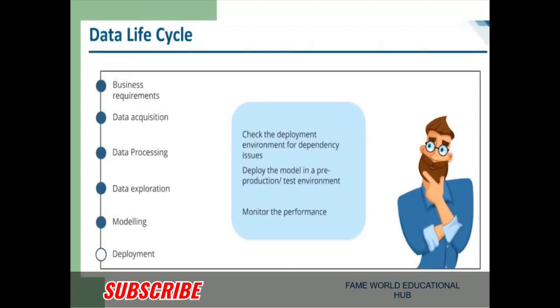Next we have deployment, and here our goal is to deploy our model into a production or maybe a production-like environment. So this is basically done for final user acceptance. The user has to validate the performance of the model, and if there are any issues with the model or the algorithms, they have to be fixed in this stage. So with this, we have come to the end of the data life cycle. I hope this was clear.